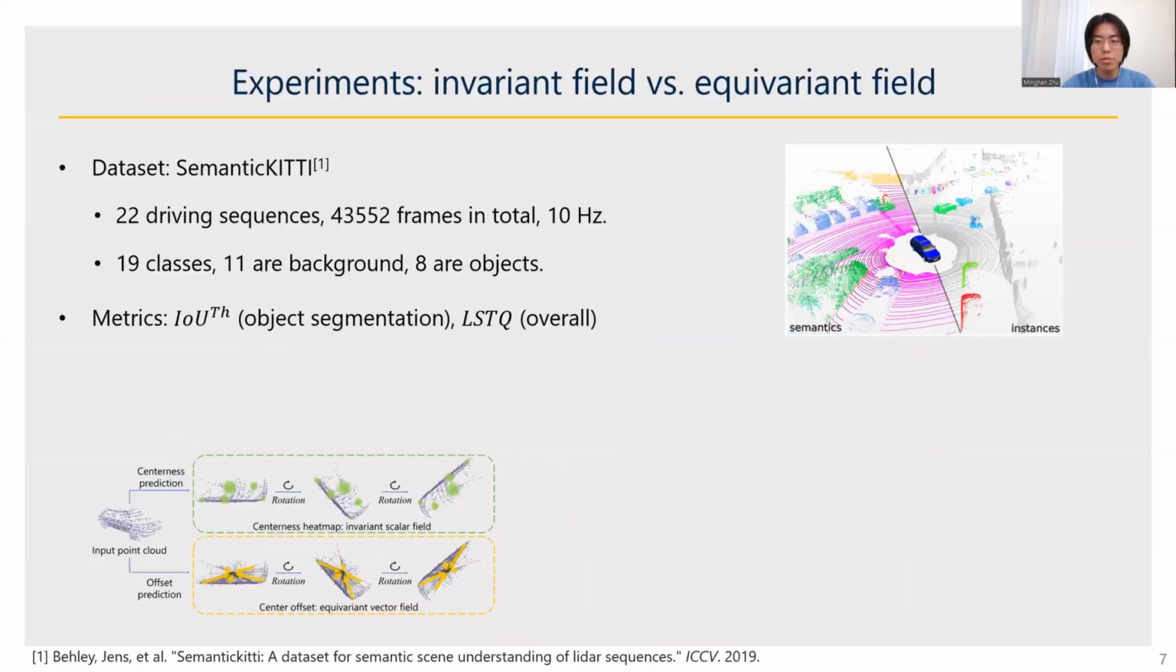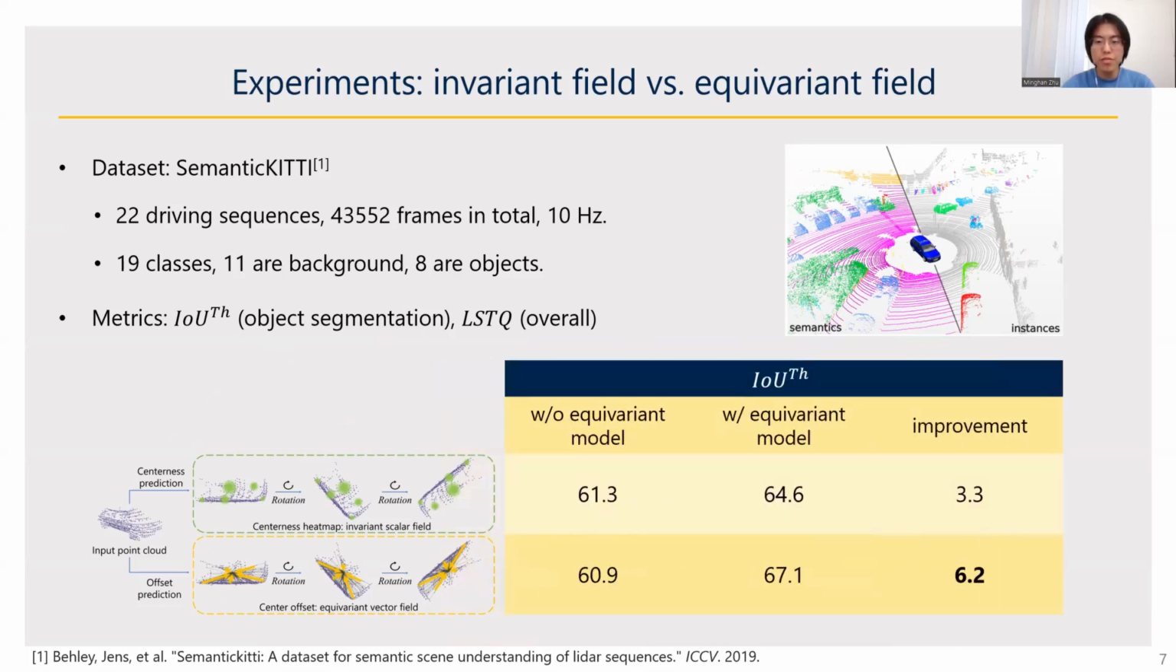We answer this question through experiments on the SemanticKITTI dataset, which contains over 40,000 LiDAR scans. We look at the object segmentation metric, IOU, of things, and we have 3 findings from the table. First, when we are not using the equivariant model, both centerness and offset prediction yield similar accuracy. Second, the introduction of equivariant learning boosts the performance of both methods. Third, the improvement brought by the equivariant model is much larger when we use the offset prediction method, where the target is formulated as equivariant vector fields.